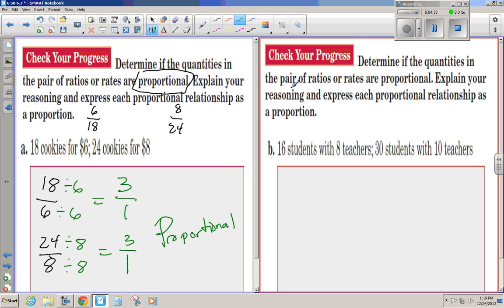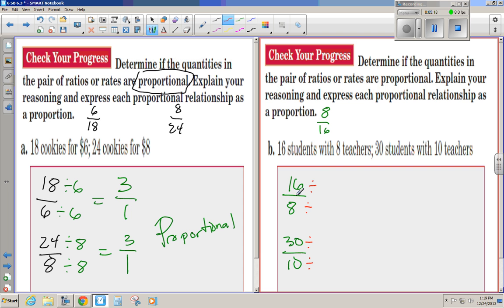Determine if the quantities in the pair of ratios or rates are proportional. So it's the same thing. As before, it doesn't matter. If you want to make this one here 8 over 16, you can. But it makes finding the unit rate a little bit trickier. That is why I recommend putting the bigger number first, or on top, so that when you divide, the 1 is in the denominator. So we have to divide the numerators and denominators by the same number, and then this by the same number.